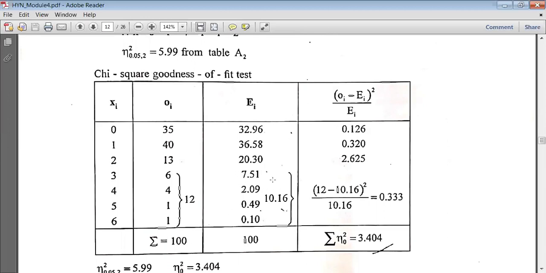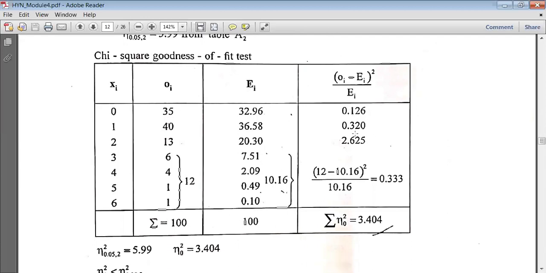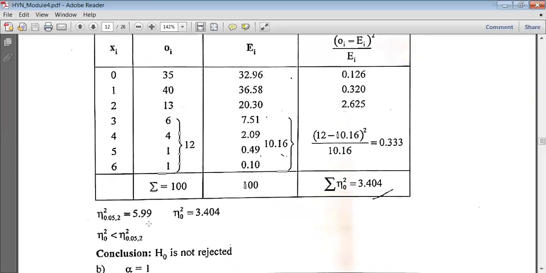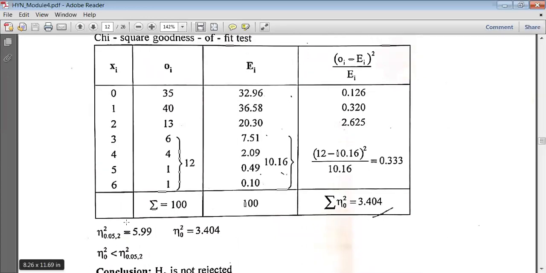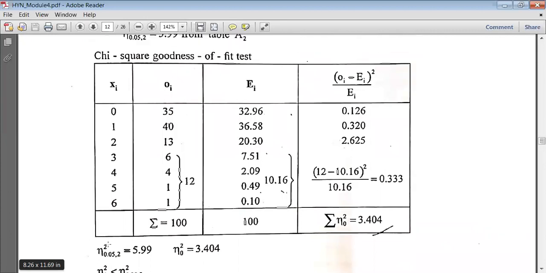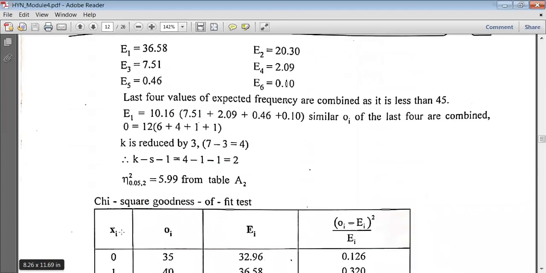But since there are no more values for ei, we just have to accept the combined values. Then we will get chi naught square as the summation of this. Then we have to find out the chi square value for the level of significance, which is 0.05. For that we have k minus s minus 1.